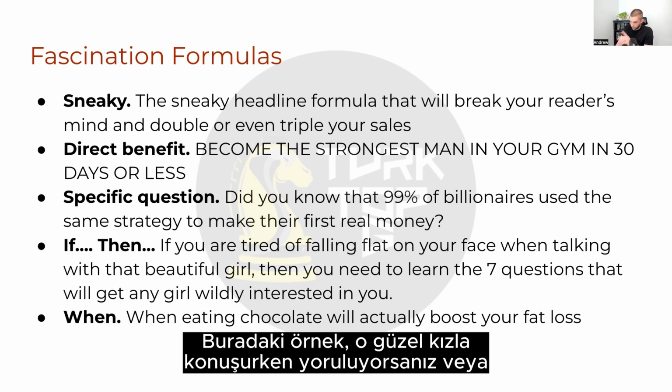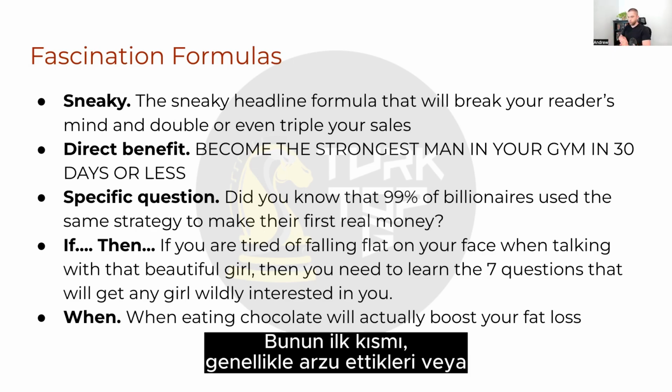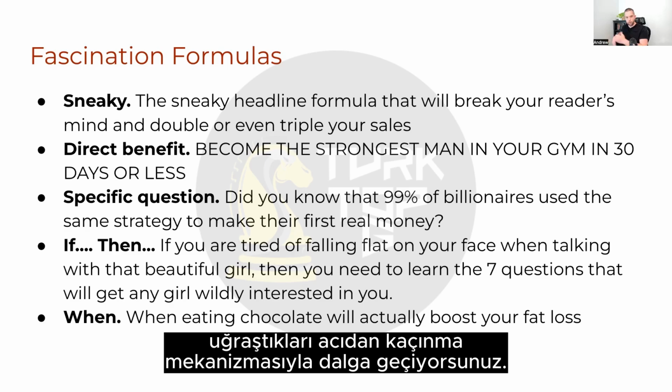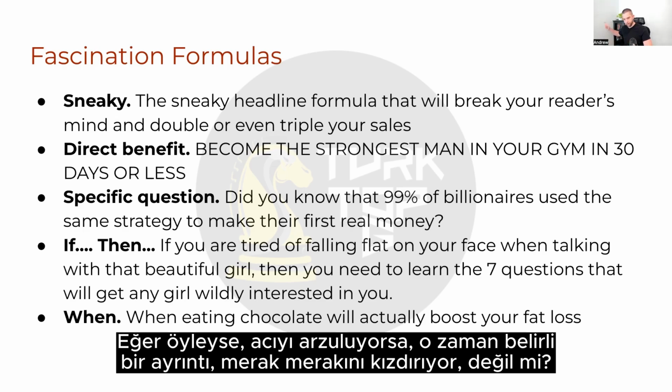So here's another one, the if-then one. This is a powerful one. You will use this one quite a bit. The example here is: if you are tired of falling flat on your face when talking with that beautiful girl, then you need to learn the 7 questions that will get any girl wildly interested in you. That first part, the if, is usually asking a question about something they desire or something they fear. And in the then section, you tease the mechanism for getting what they want or avoiding the pain they're dealing with, right? If-then: desire and pain, then specific detail, tease, curiosity, right?